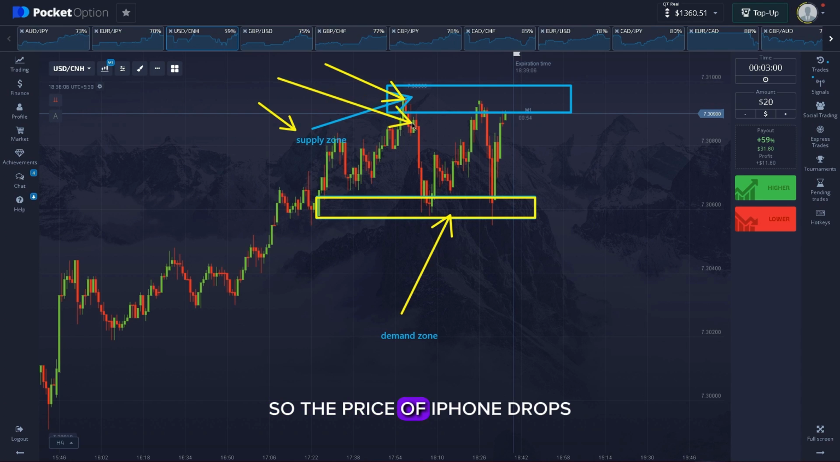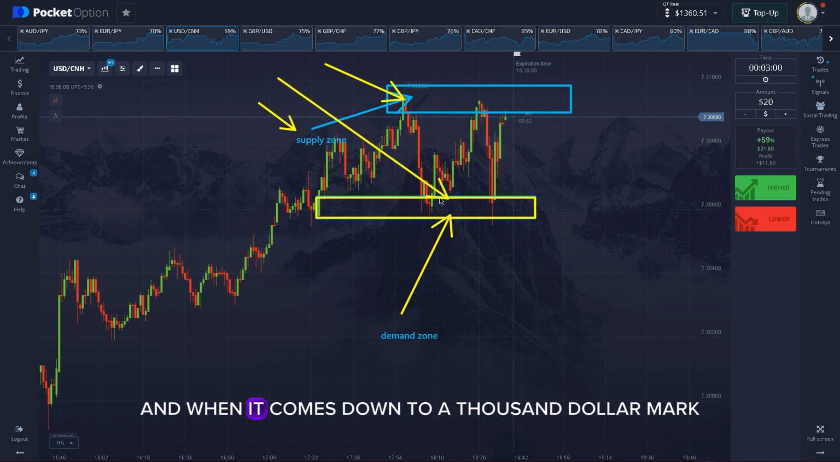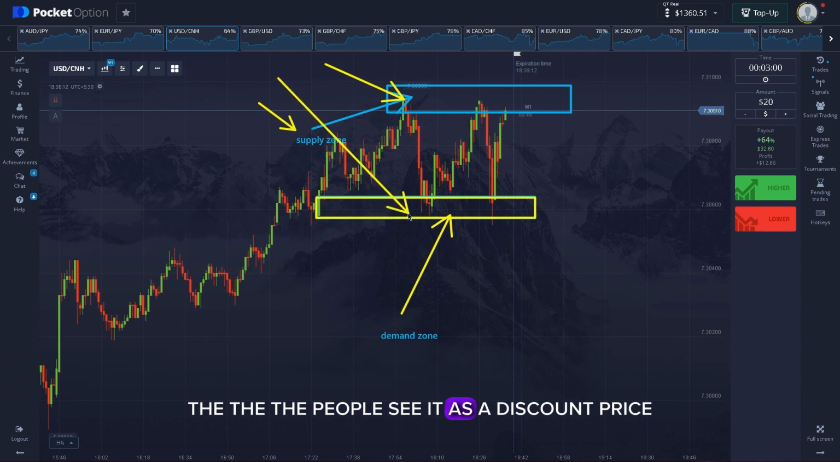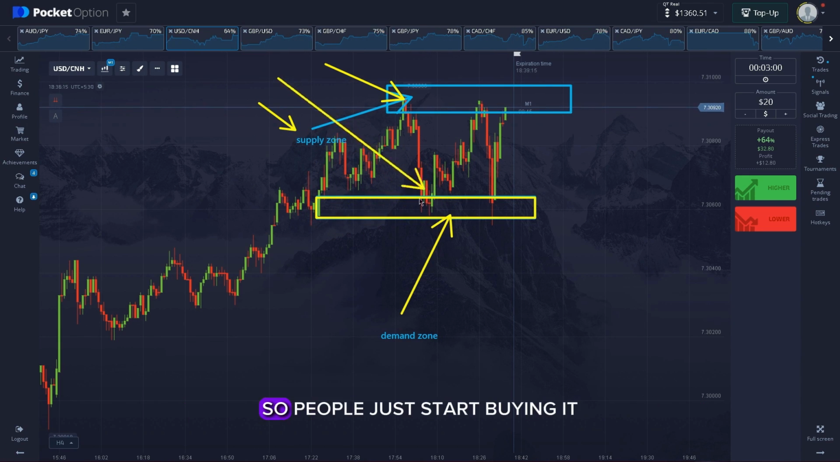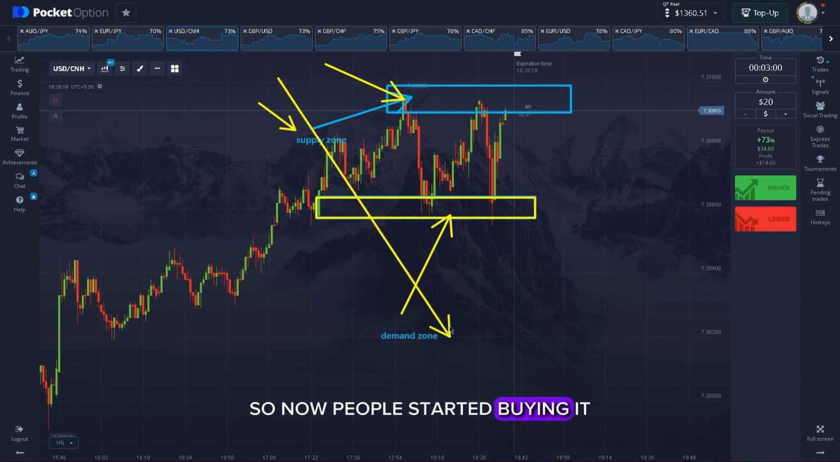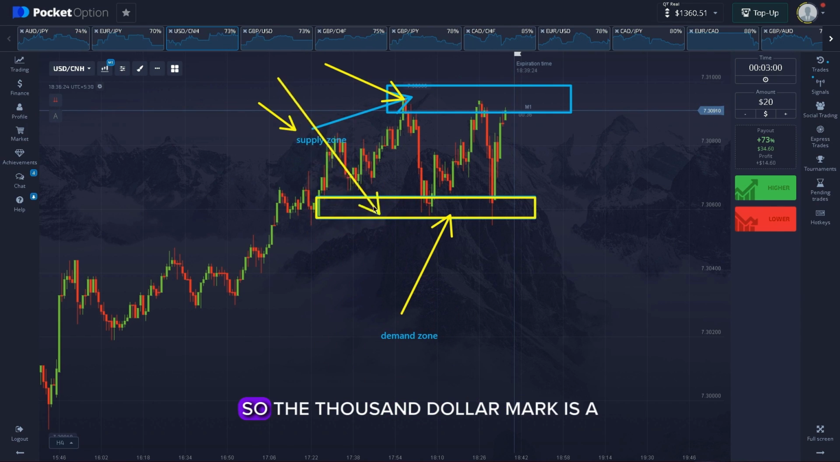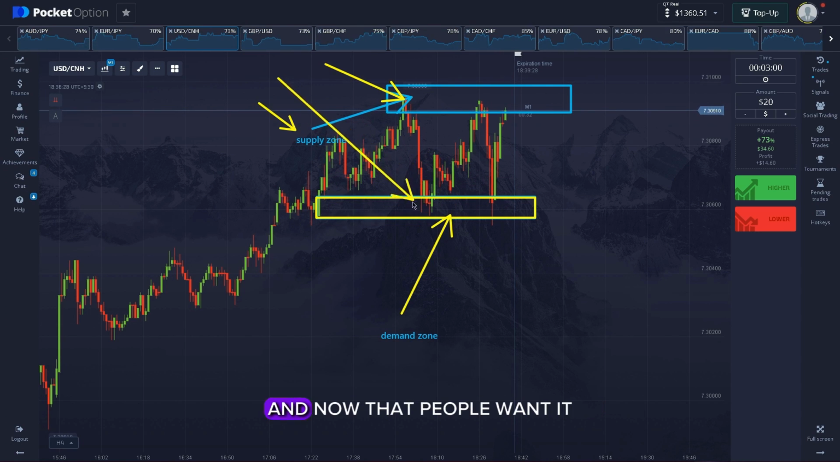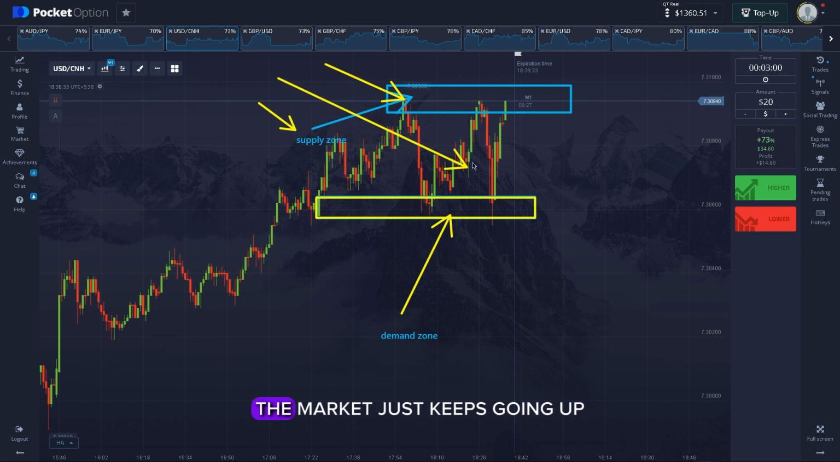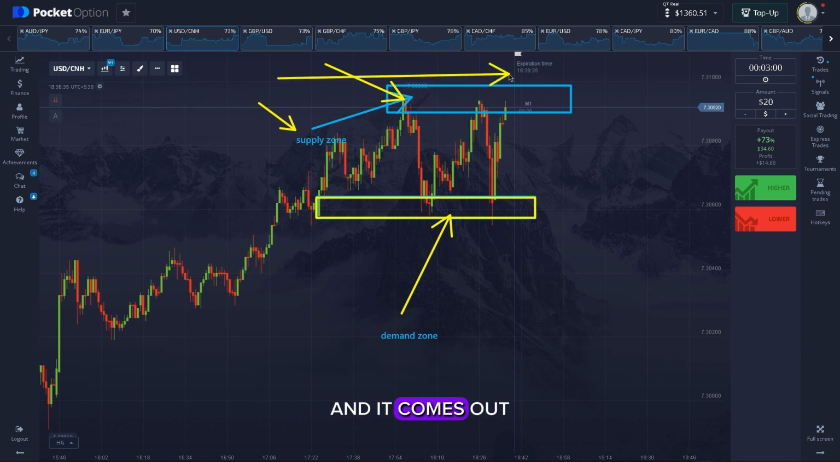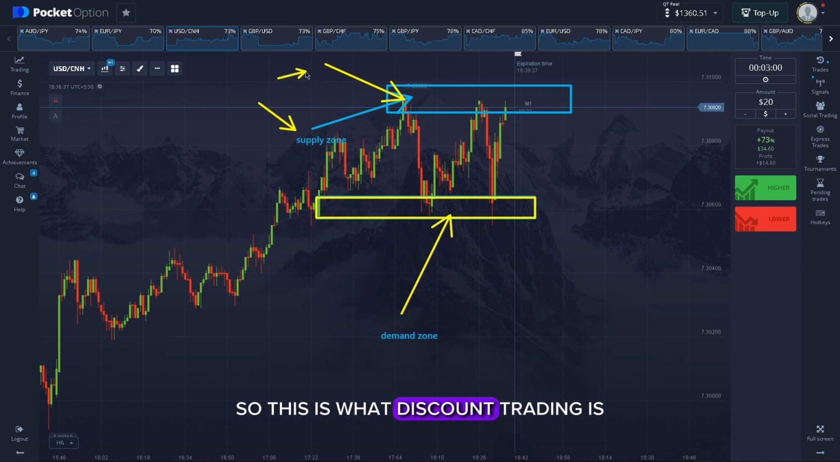So the price of the iPhone drops, and when it comes down to the $1,000 mark, the people see it as a discount price, so people just start buying it. So now people started buying it, so it's a demand. So it's a demand zone. So the $1,000 mark is now a demand zone, and now that people want it and there is a lack of supply, the market just keeps going up and it comes down. So this is what discount trading is.